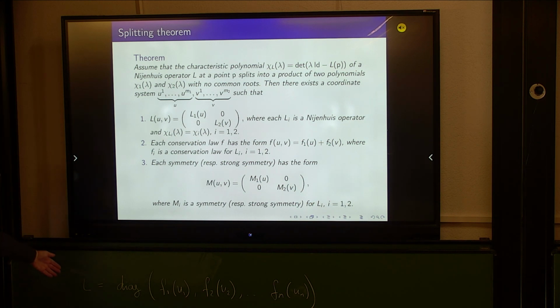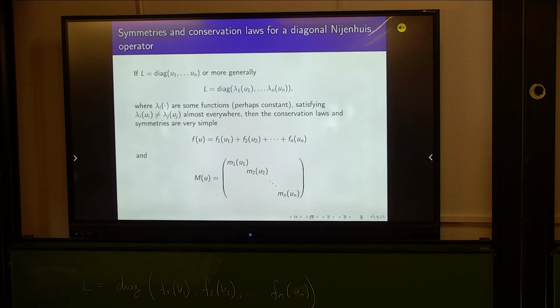So this immediately allows us to describe symmetries and conservation laws for diagonal operators. If you take a diagonal operator, then everything is very simple. All the conservation laws are sums of functions, each depending on one variable. Very simple, and symmetries are the diagonal matrices. It's also very simple, with arbitrary elements on the diagonal.